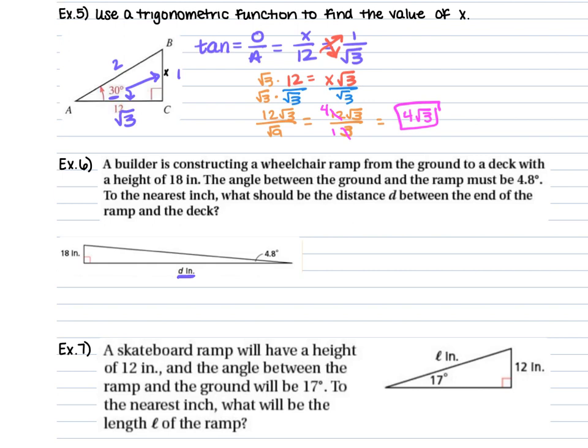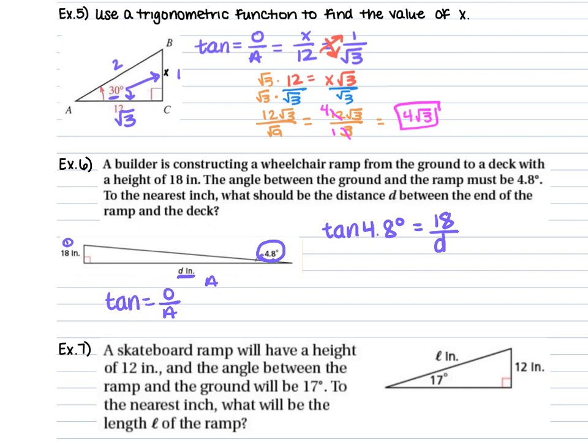So look at your angle. We're working with opposite and adjacent. So opposite and adjacent is tangent. So we are going to work with the tangent of 4.8 degrees is equal to opposite, which is 18, over our adjacent, which is d in this case.